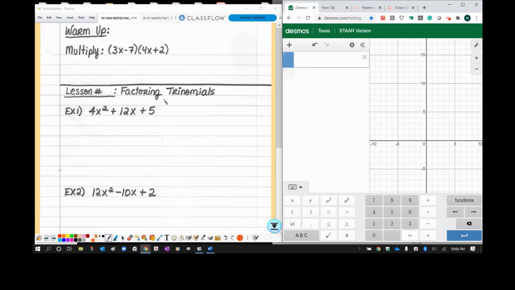Hello and welcome. Today's lesson is going to be about factoring trinomials. But before that, let's review this problem here where I'm multiplying a binomial times a binomial.